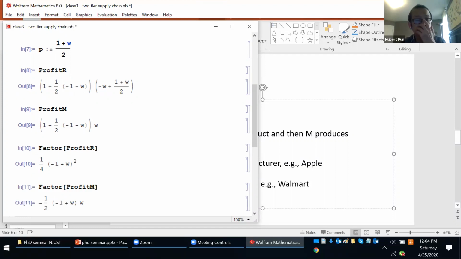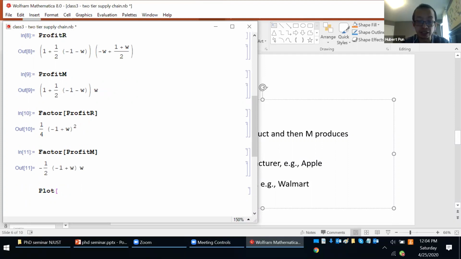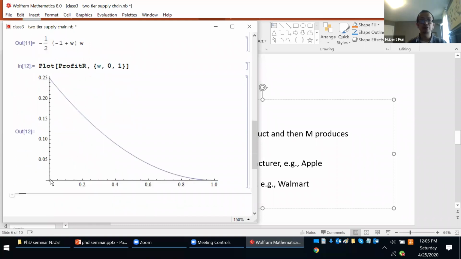So let's try to understand something about this picture. What I want to plot is profit R as a function of W from 0 to 1. So on the x-axis, we have the wholesale price. On the y-axis, we have the retailer's profit. So what it says is that as the wholesale price increases, then the retailer has a lower profit, which completely makes sense.